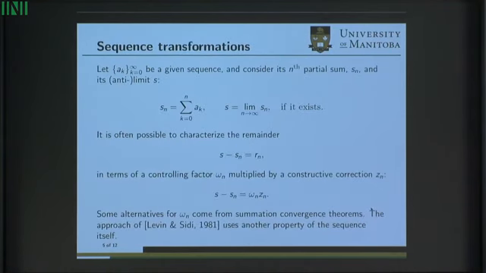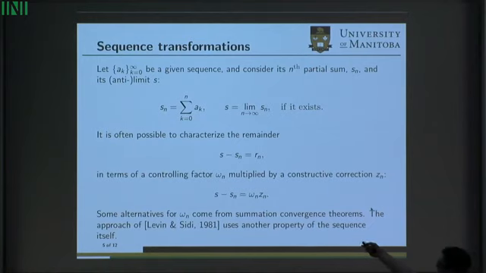Okay, so sequence transformation. Let a_k be a given sequence, and we'll consider its nth partial sum, which we'll denote as S_n, and its limit S, or in the case where it doesn't converge, its anti-limit. What we're going to do is organize S minus S_n as the remainder, and then deconstruct the remainder. The first step in deconstructing the remainder is to assume that it has a controlling factor, omega, and then a constructive correction term, call it z_n.